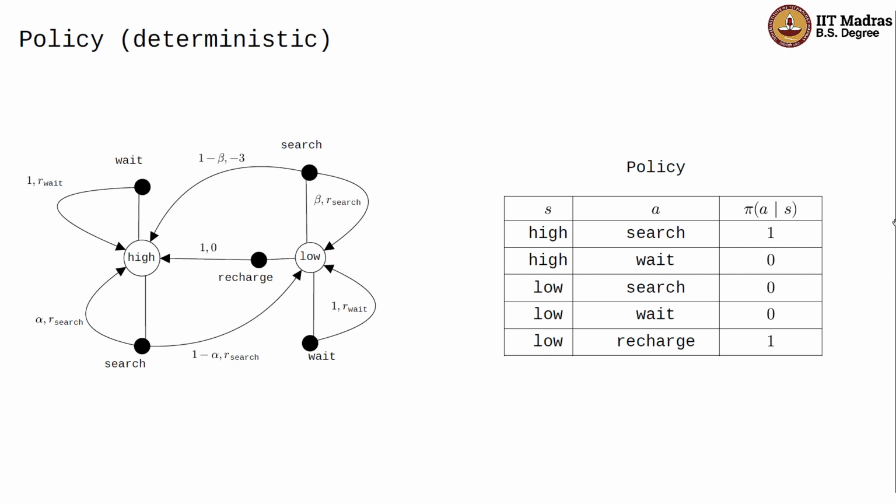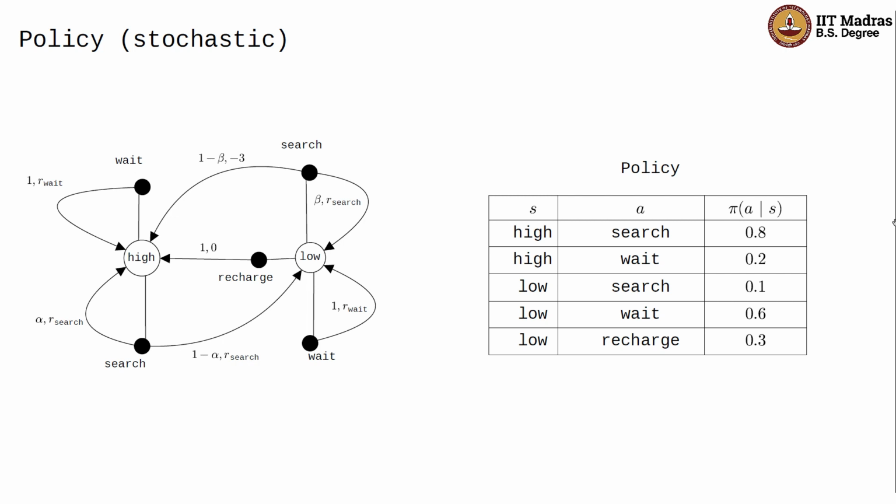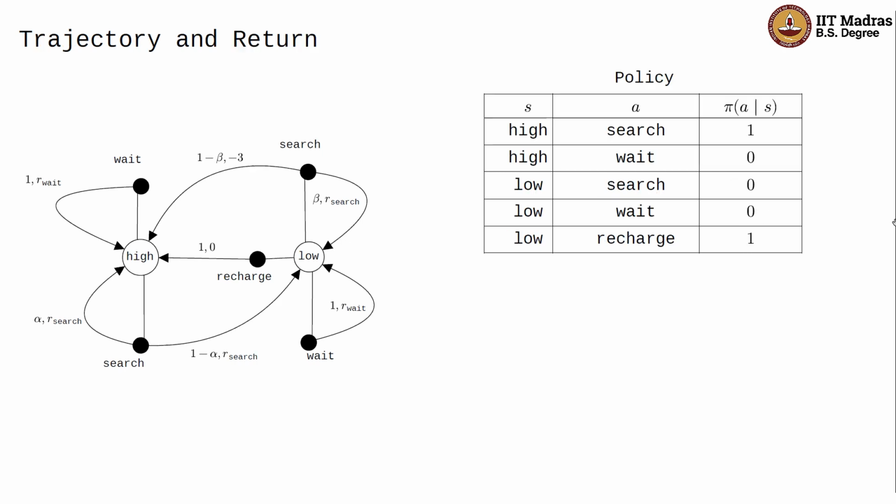So what about a stochastic policy? It would look something like this. Every time the agent is in state high, it could either take the action search or it could wait. 80% of the time it decides to search, 20% of the time it decides to wait. On the other hand, when the battery level is low, the state is low, it decides to wait 60% of the time, search 10% of the time, and 30% of the time it decides to go and recharge itself. So these are two kinds of policies.